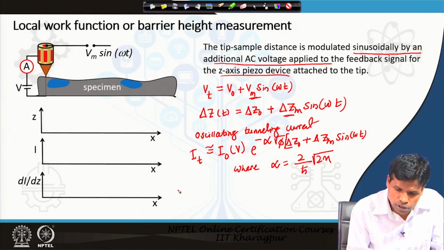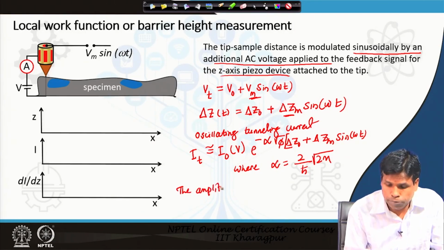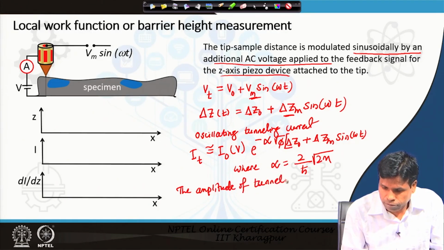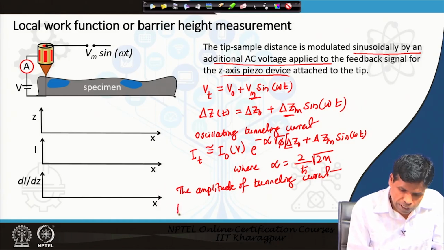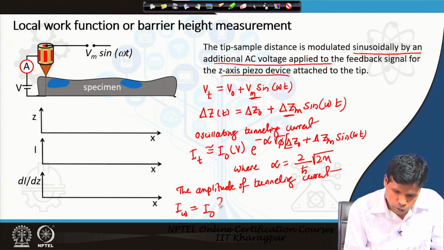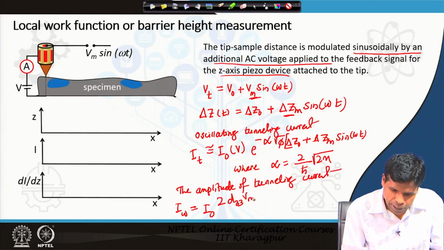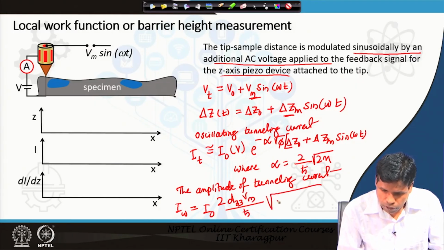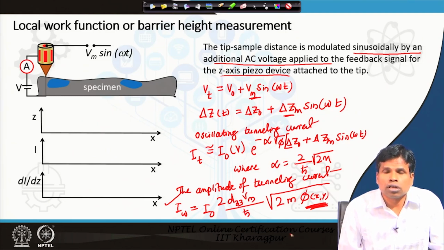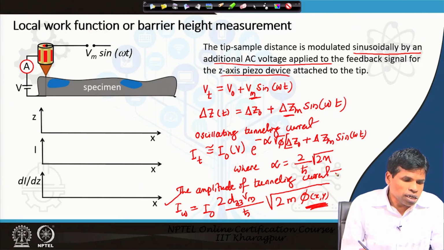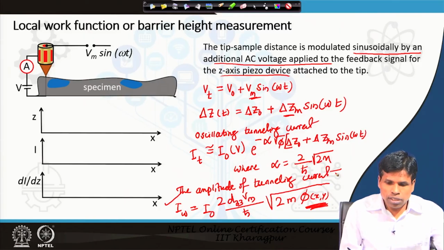The amplitude of the tunneling current will be proportional to I0 d33, this is the piezoelectric coefficient, Vm divided by h cross, root of 2m phi, here xy. So, this is the amplitude of the current we will get, and from that we can get the information about the work function of the sample across the xy direction. In this way, we can measure the work function of the sample at each point on the specimen along with the topography of the sample.